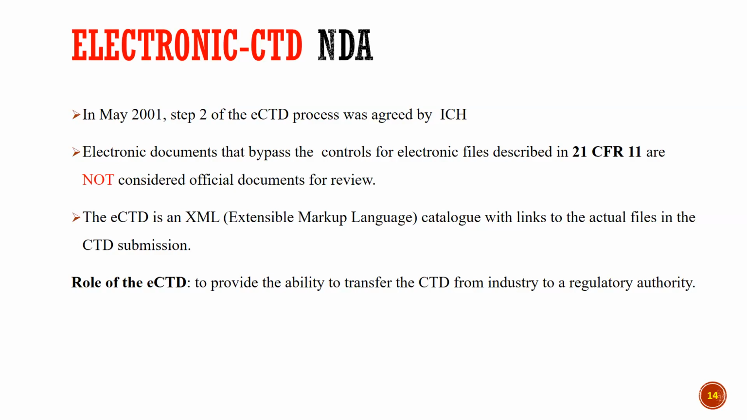The eCTD is an XML catalog with links to the actual files in the CTD submissions. The main role of the eCTD is to provide the ability to transfer the CTD from the industry to the regulatory authority. There are multiple gateways where you can do the submissions. Each company follows a different submission process while doing the eCTD submission. For example, in our company, we are following the electronic submission gateway, through which this CTD application will be sent to the regulatory authority.